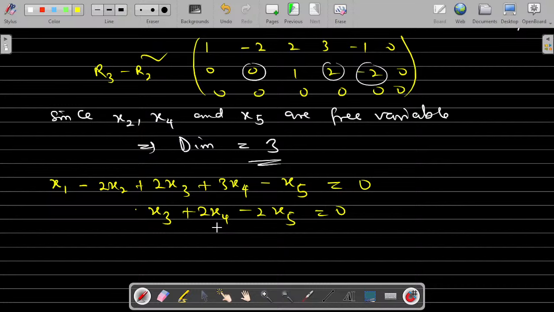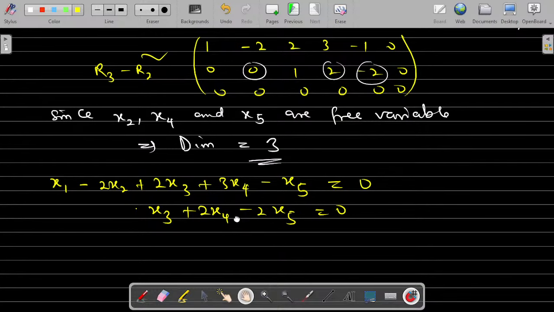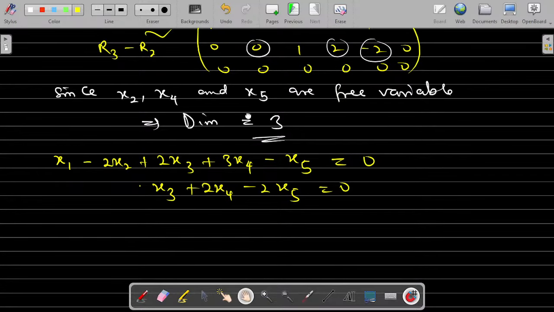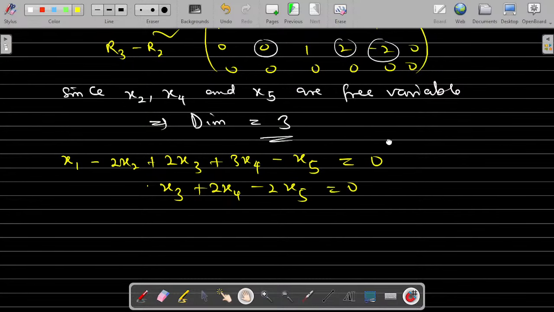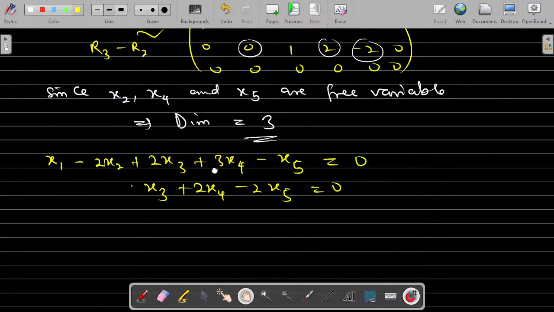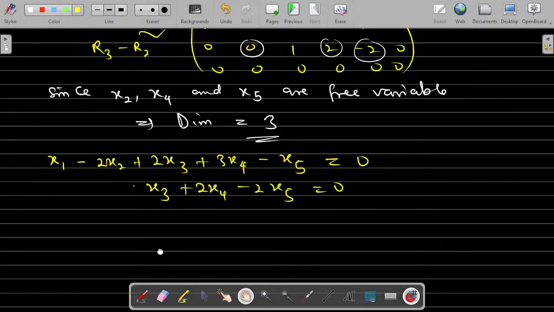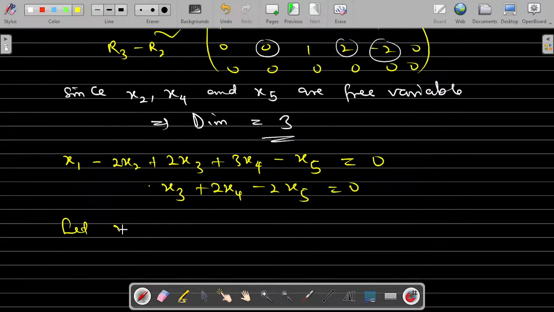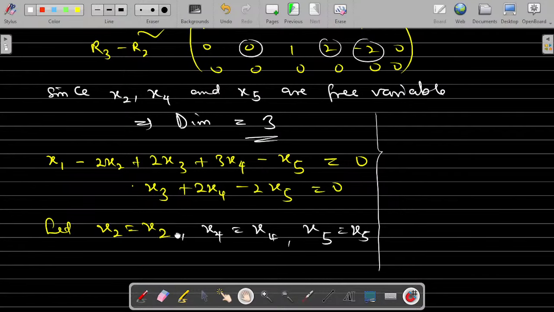So we will have 3 free variables, which are x2, x4, and x5. So what will happen now is that we will fix them to themselves. Okay, I think this board is finished. Let us say let our x2 be equal to x2, our x4 equal to x4, and our x5 equal to x5. So that means we are going to write x3 and x1 in terms of those 3.